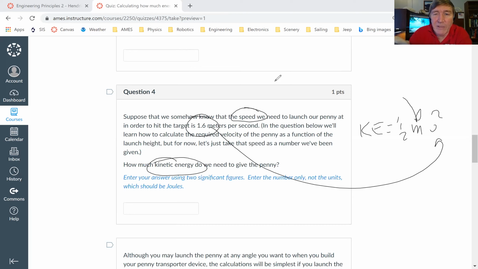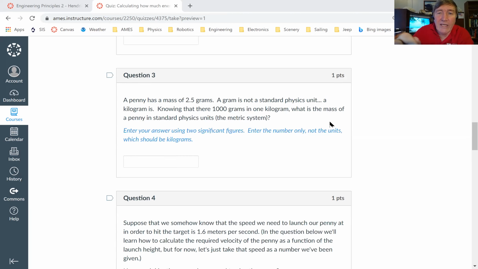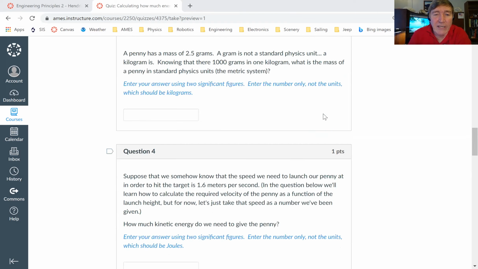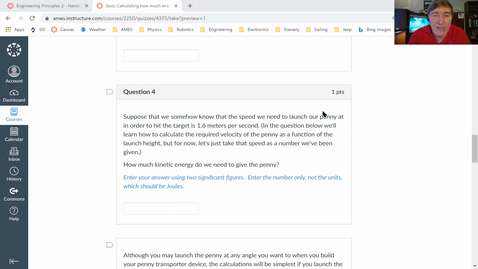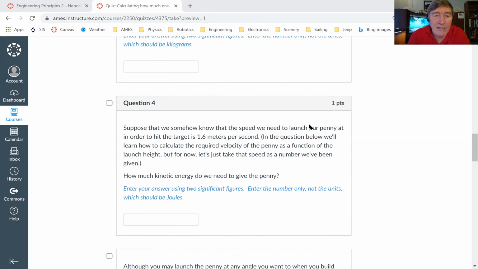What is the mass of a penny? Well, we just got through doing that in the previous problem, right? In the previous problem, we calculated what the mass of a penny was. Okay, so we should be able to get it from there. So for question number 4, just recognize that in order to know the mass of the penny, we have to look back at question number 3 to get that.